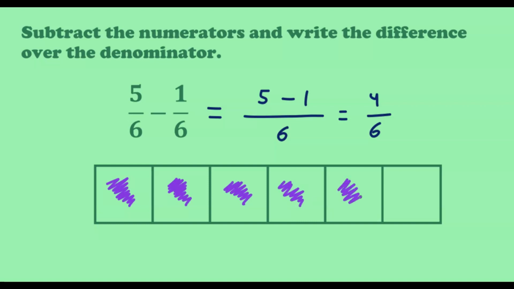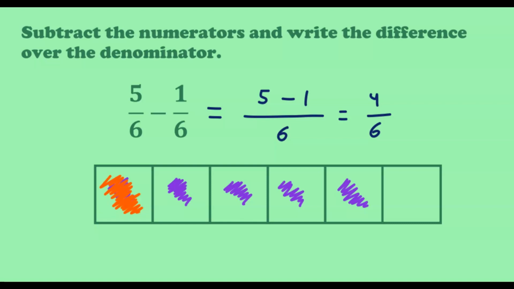So this will represent the fraction 5 over 6. Now consider the next fraction. We have 1 over 6, and the numerator of this fraction is 1. So in order to model 1 over 6, what we need to do is shade just one of the 6 equal parts that the rectangle has been divided into. Now we have 5 over 6 minus 1 over 6.